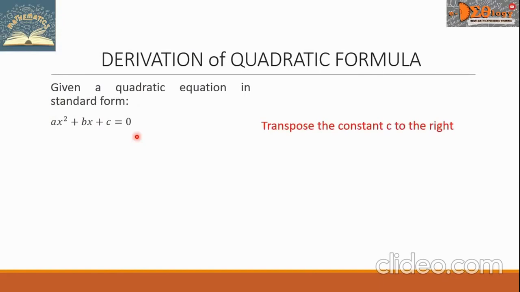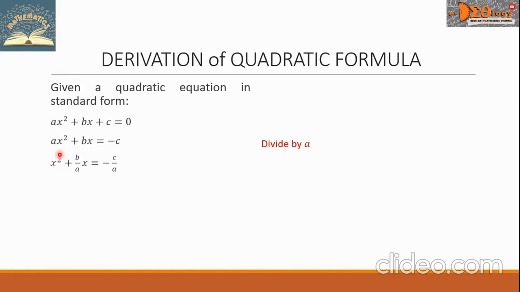First, let us transpose the constant c to the right. From positive, it becomes negative. Next, let us divide this equation by a, so that the coefficient of x squared here becomes 1. And if we divide it, the resulting equation is x squared plus b over a times x equals negative c over a.